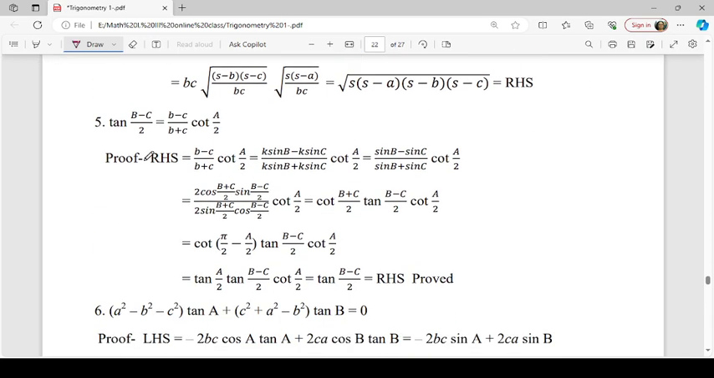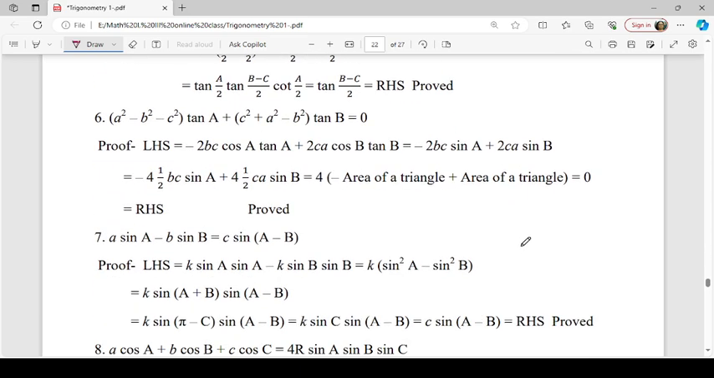Then this is the proof of this. We replace b as k sine B, c as k sine C, then sine B minus sine C, the formula transforms it into a product: 2 cos of (B plus C) by 2 sine of (B minus C) by 2, and the denominator is 2 sine of (B plus C) by 2 cos of (B minus C) by 2, and we get cot and tan, and have this.